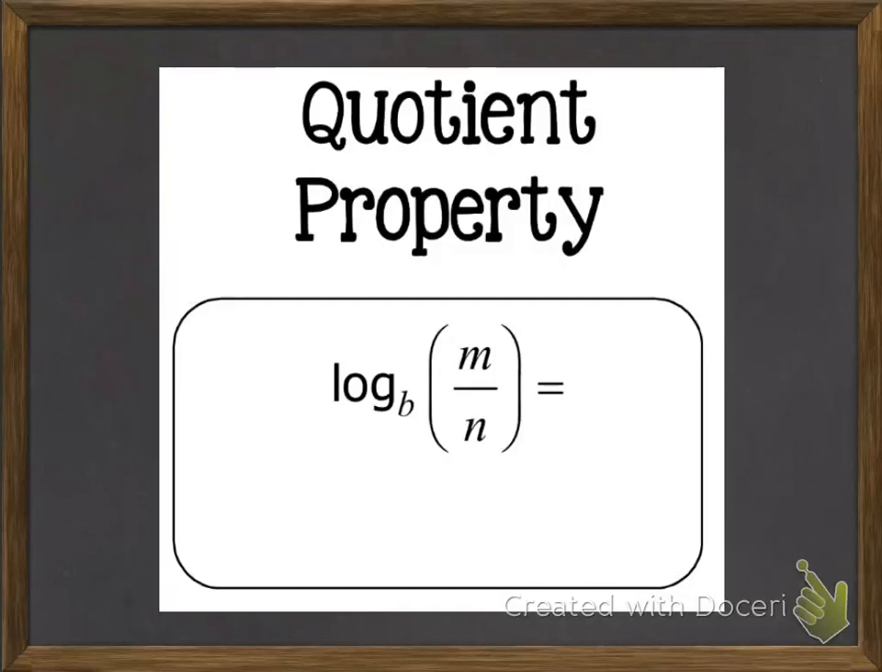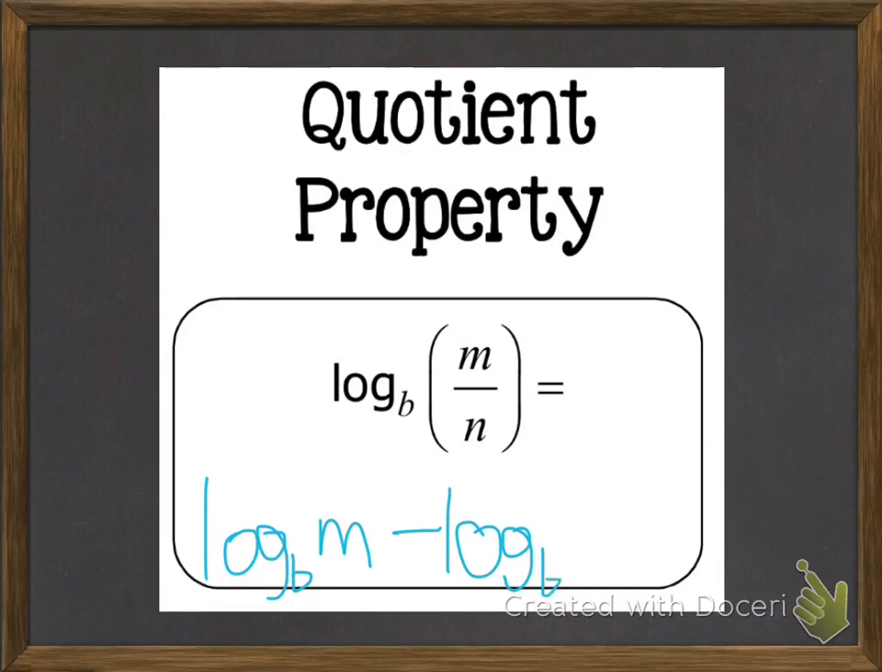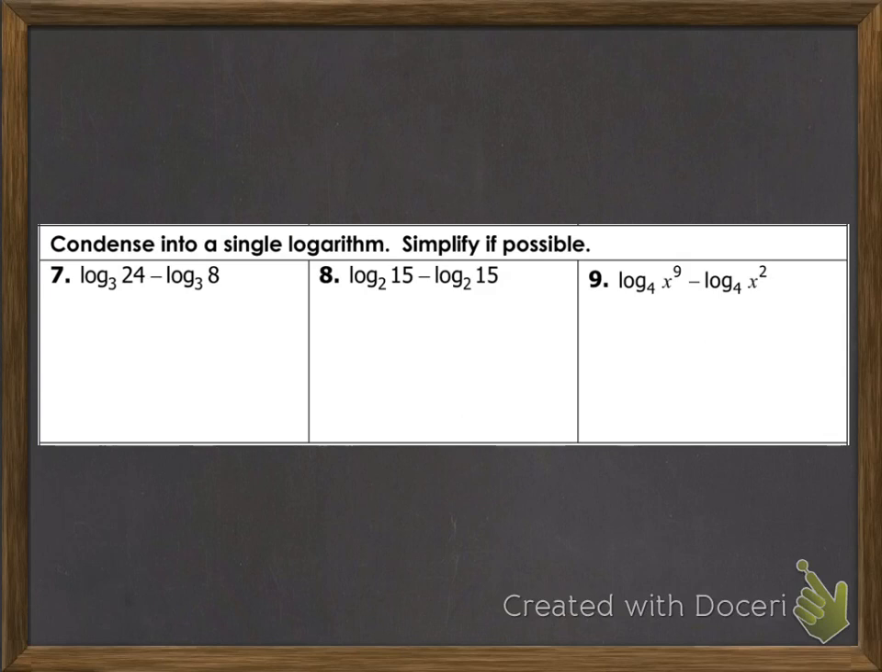Alright, so now in this video we're going to talk about the quotient property of logs. If you are starting in this format where you have log base b of m divided by n, that is then rewritten as log base b of m minus log base b of n. When we did the product property, it was plus, but with quotient property, it is subtraction, so don't mix those up. So now let's do some examples.